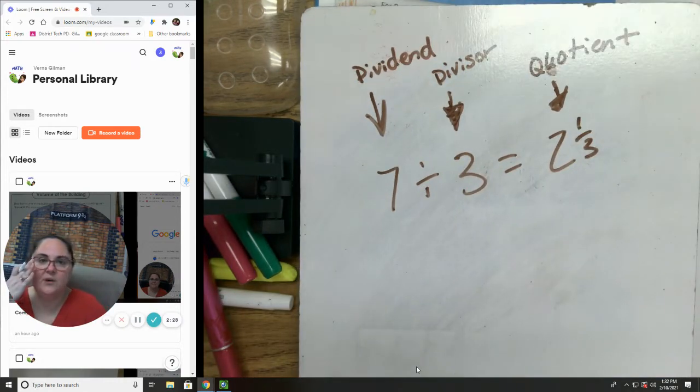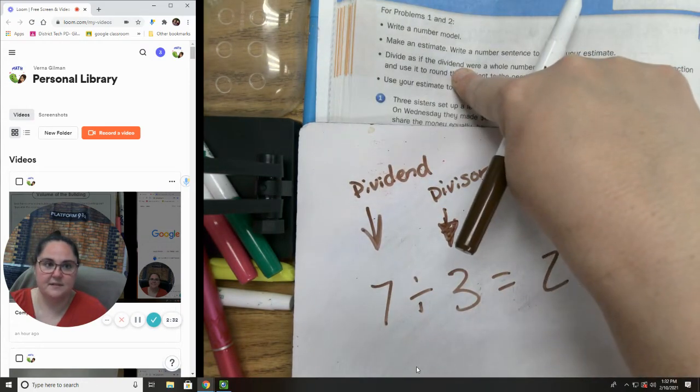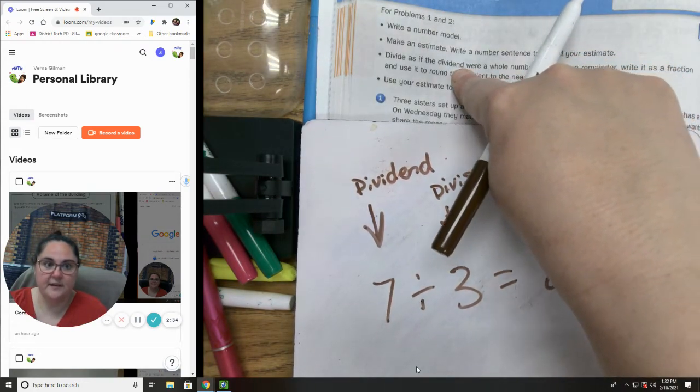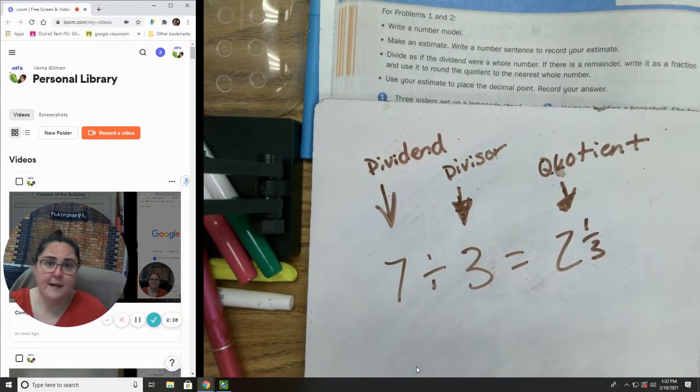So the reason why you need to know these words is because sometimes you're going to see them in the directions. So it's very clear. It says to write it as if the dividend were a whole number. Well, if you don't know what a dividend is, that's a problem, right?